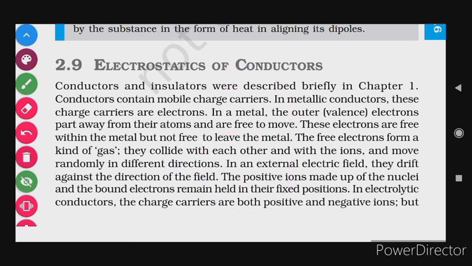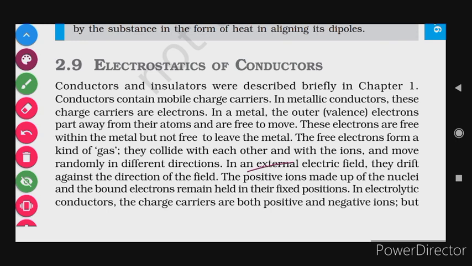The free electrons form a kind of gas. They collide with each other and with the ions and move randomly in different directions. As you know, the molecules of a gas move randomly in different directions. Similarly, electrons form a kind of gas, moving in different directions at very high speed. This is what we call thermal velocity.